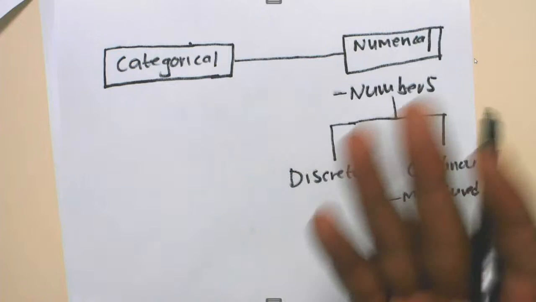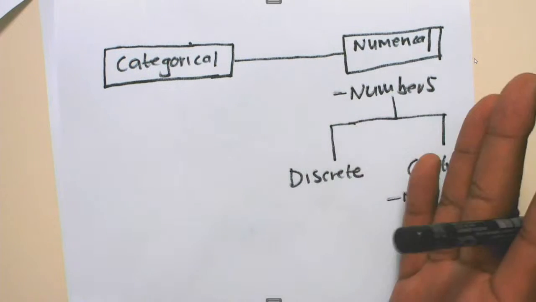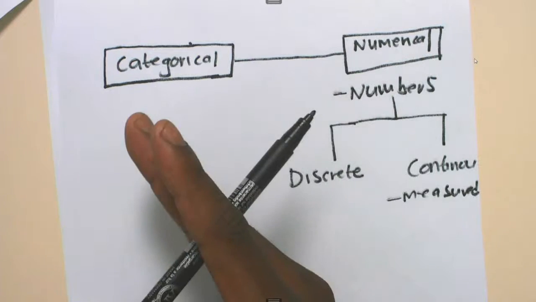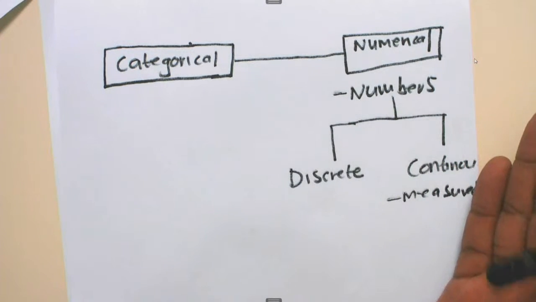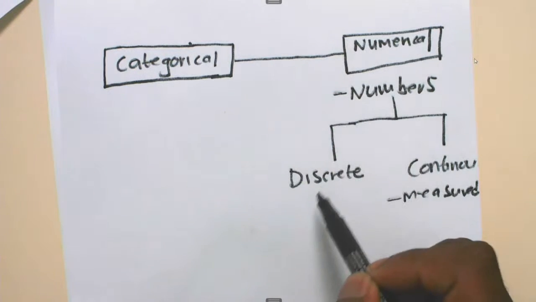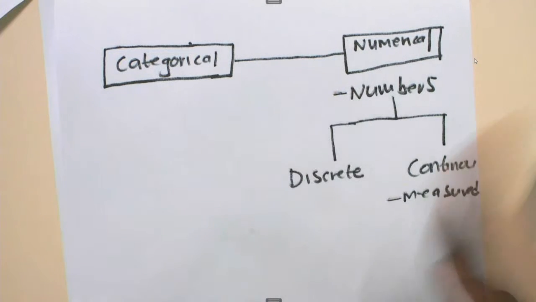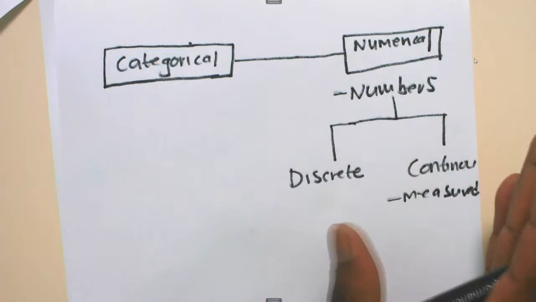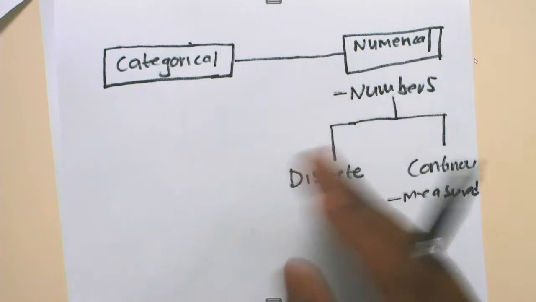After data is collected, we now classify it. How do we classify it? As being categorical or numerical. And numerical is furthermore classified as being discrete or continuous. If they have numbers, either they are discrete or continuous. So it's very important to understand how we collect and how we classify data.